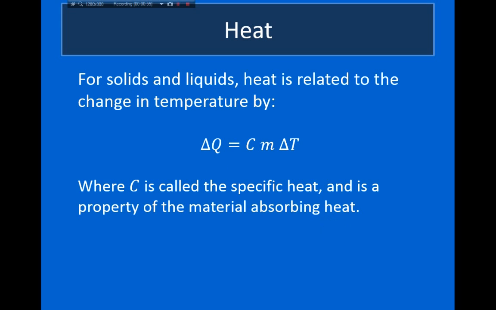And hopefully it makes sense that this mass is here. Basically, the more massive an object is, the more heat is required to change its temperature. In other words, if you have, say, a gallon of water, it will require more heat to heat up the gallon of water than it does to heat up a cup of water. Now, this constant C is called the specific heat, and it is a property of a material that describes how the temperature changes when it absorbs heat.